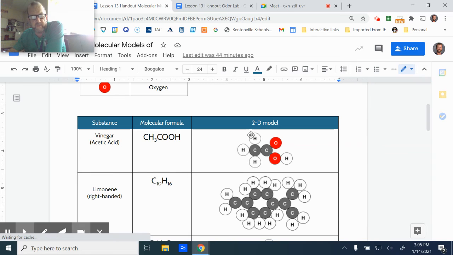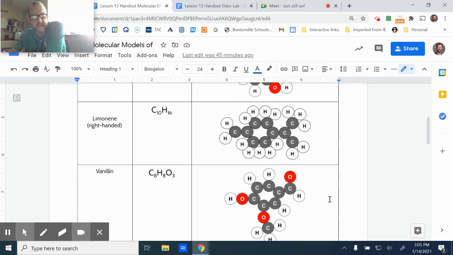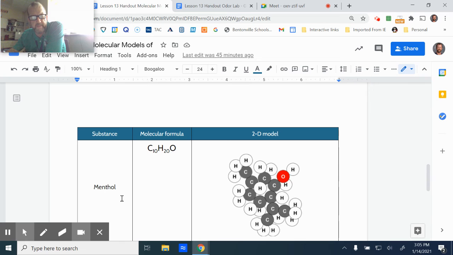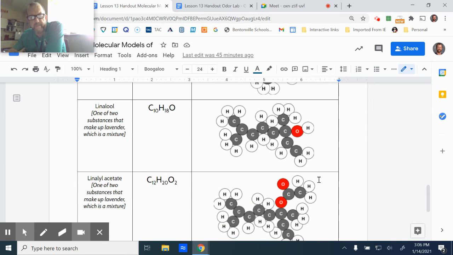So, here's the model of what vinegar looks like, acetic acid, gives you the chemical formula. The chemical formula of limonene, which is where the lemon odor comes from. Vanillin, which is where the vanilla odor comes from. Come down a little bit more, the menthol. The menthol itself is an odor just by itself. It doesn't have its own separate odor molecule. And lavender is actually two different molecules that help make up the 7 molecules needed to register that scent.